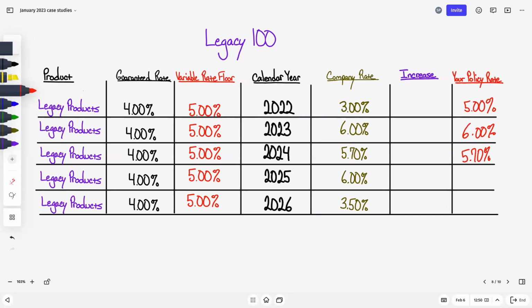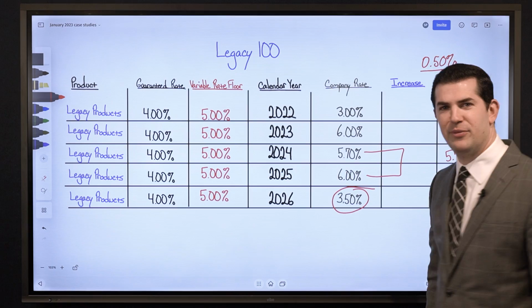If it goes up 5.7 to 6%, what would your rate be? 5.7. And the reason why is because of that 50 basis point trigger. That's the main thing to be aware of as far as what can occur for you. And then the next year, if it went down to 3.5%, what would happen to your policy? Well, it would go down to 3.5%, you're on the elevator, but then all of a sudden you stop at floor 5 because your variable loan rate floor is 5%. I hope that made sense.